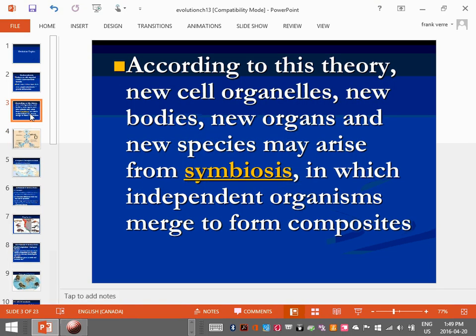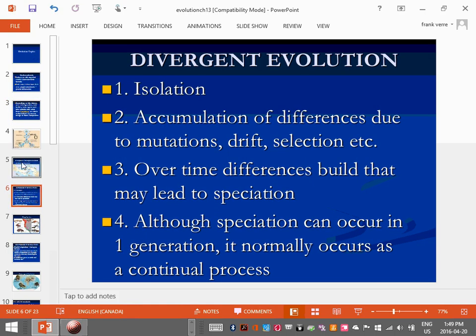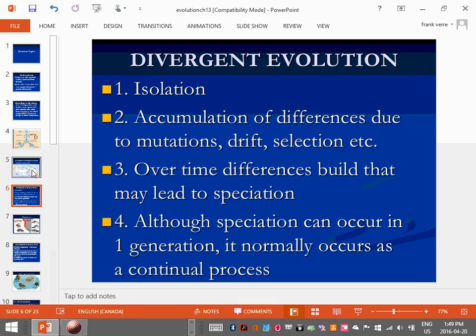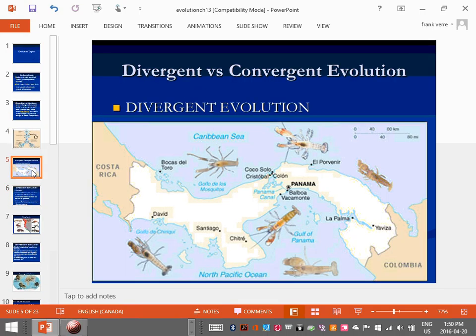So endosymbiosis is an explanation for complicated things like the chloroplast and the mitochondria. Even the nucleus actually evolved through endosymbiosis. Okay? So that's one topic. The other one, I'll come back to, because we talked about this already.